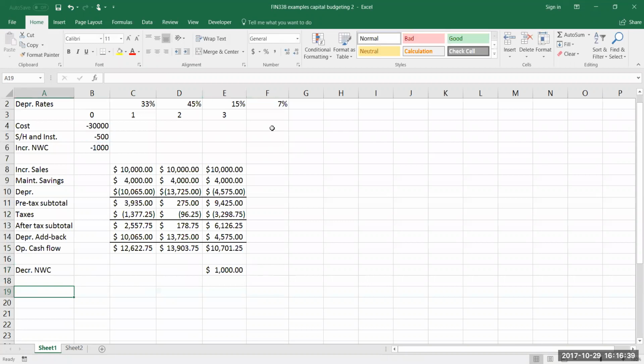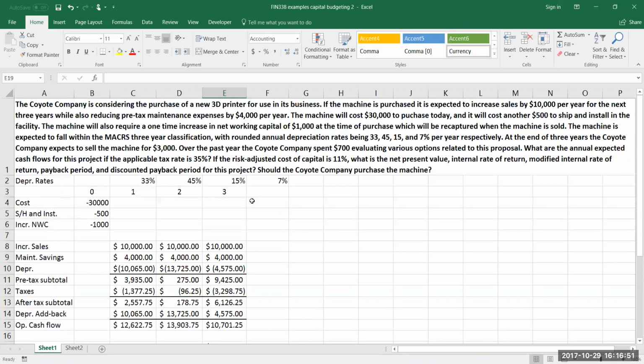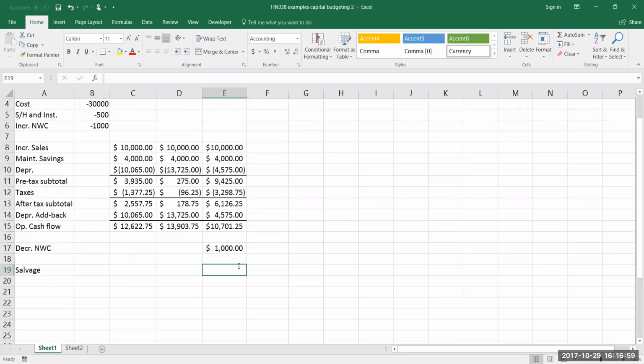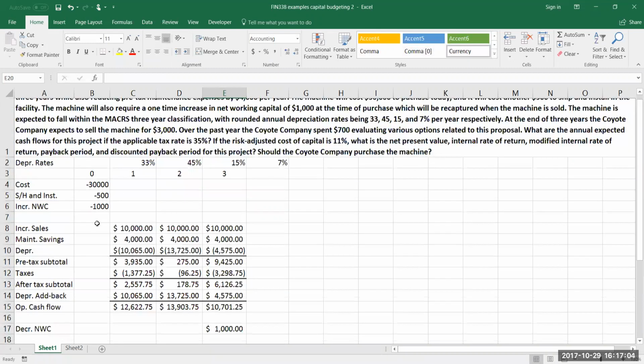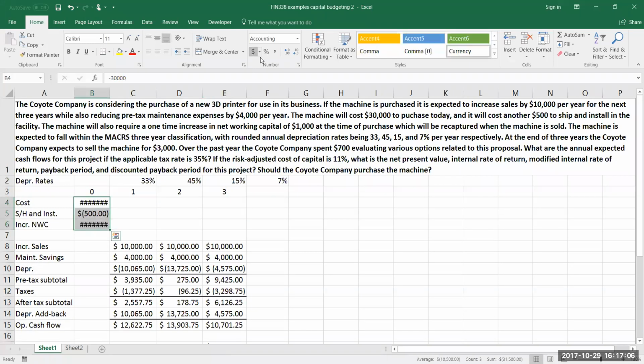Now, at the end of this project's life in year 3, we're going to get rid of our machine, as I just mentioned. So when I sell a machine, that's called salvage. So let's take a look at how much I sell this machine for. It specifies in the problem that at the end of 3 years, Coyote Company is going to sell the machine for $3,000. So we're going to sell it for $3,000. Now, when we sell that machine for $3,000, that brings up some interesting little challenges that we have here.